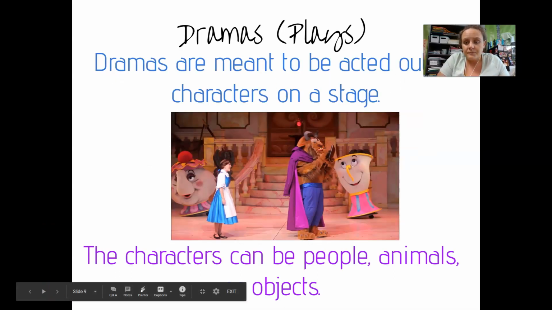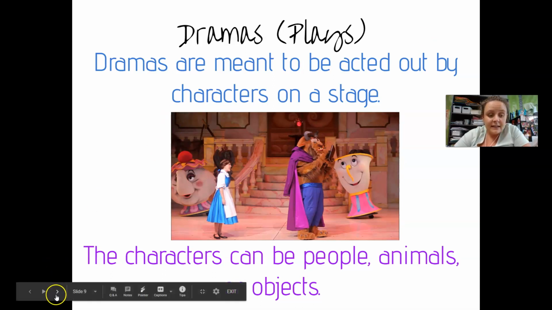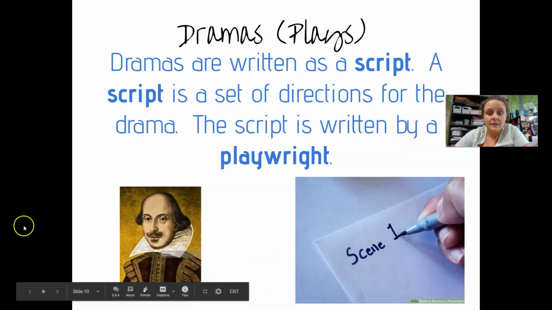So let's begin. Dramas are meant to be acted out by characters on a stage. The characters can be people, animals, or objects. So just like stories. Well, a drama is a story. It's just put to acting. There's going to be characters. It's meant to be performed on a stage, but even so, you can still just read it. You can just read the script.